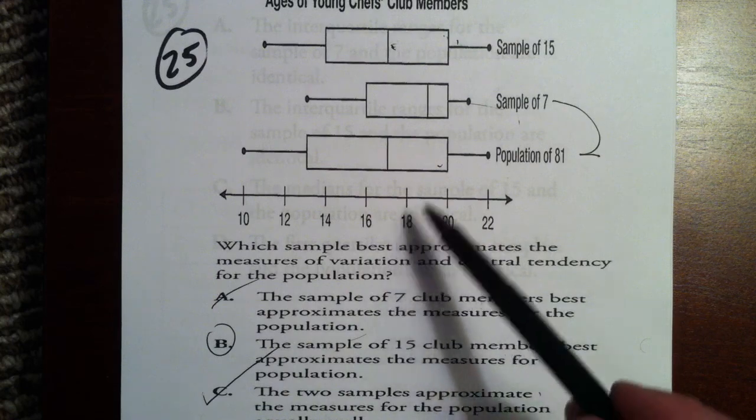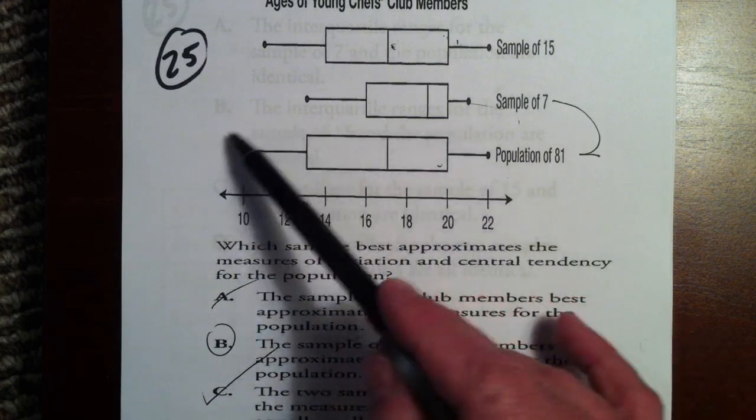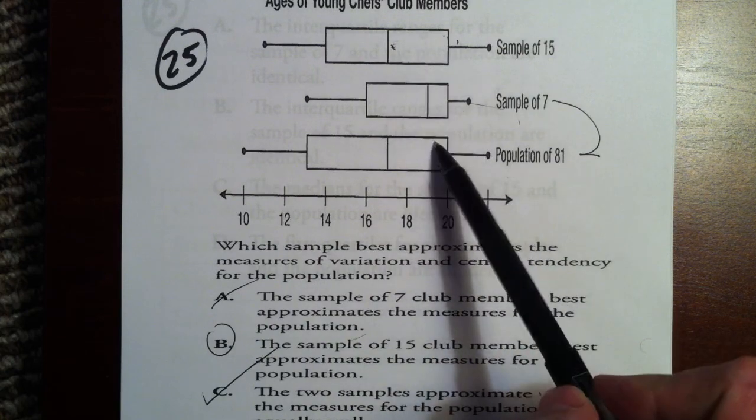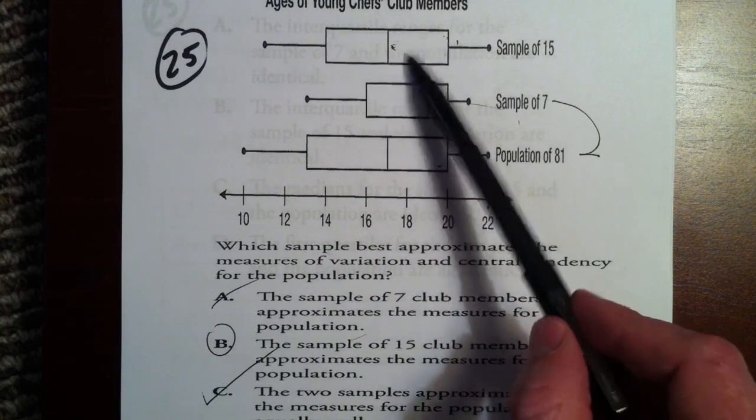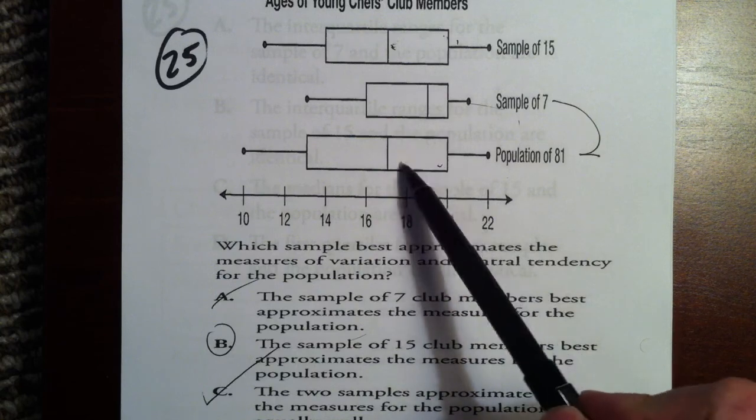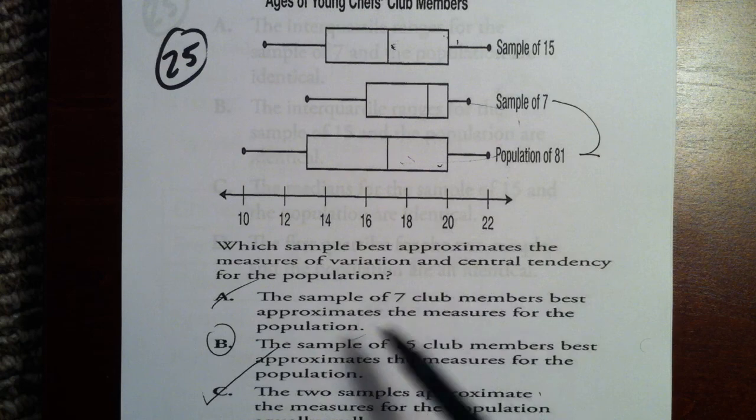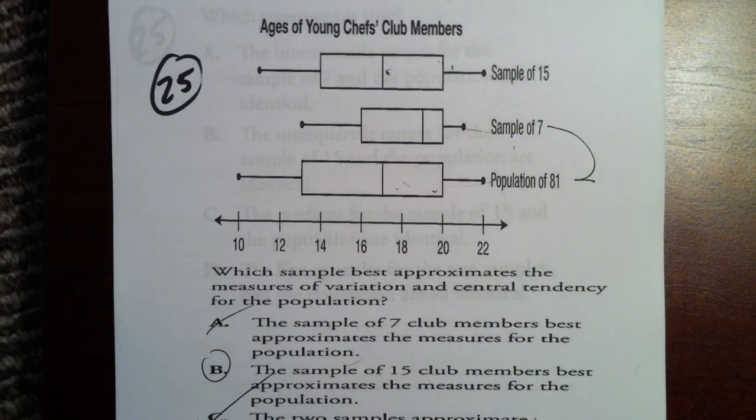You might have a circumstance where you have one like this and another one that's kind of skewed this way or kind of messed up, and neither one of them represents the population. But in this case, I think this sample represents this population very well. So we can be sure that we can choose B.